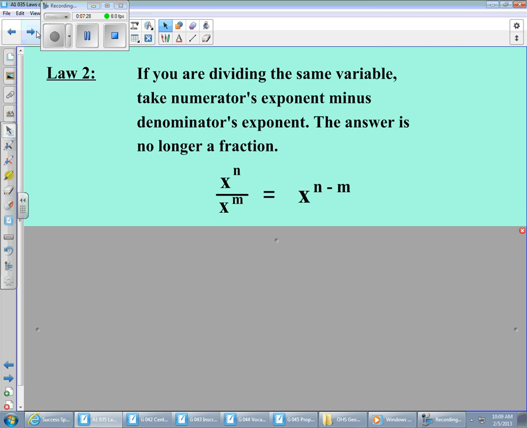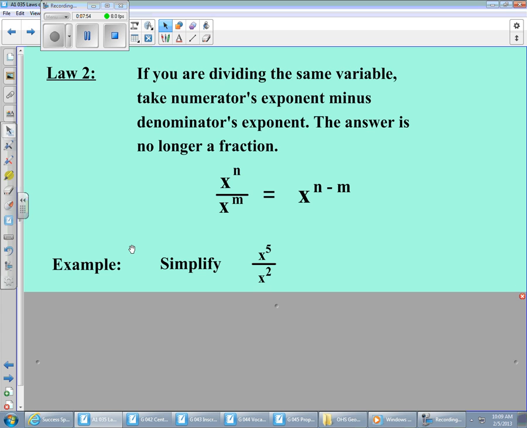Now, after you do law 2 and you do the numerator's exponent minus the denominator's exponent, okay, your answer isn't going to be a fraction anymore, at least temporarily. Okay, and I'll show you what I mean by that here in a few moments. Okay, but if you're dividing the same variable, take the numerator's exponent minus the denominator's exponent, the answer is no longer going to be a fraction. Okay, so let's take a look at an example that deals with this situation.